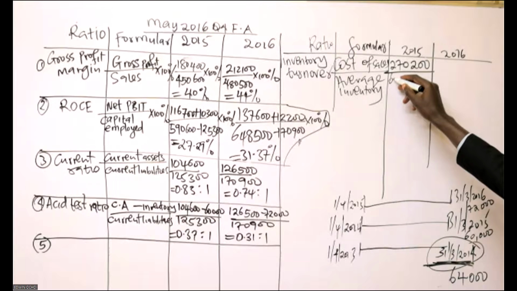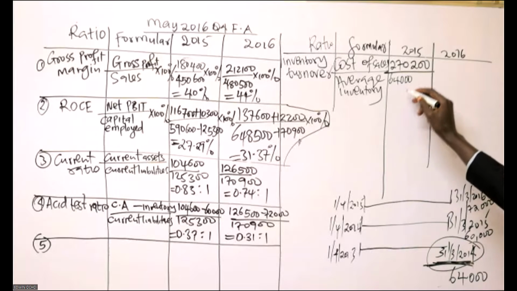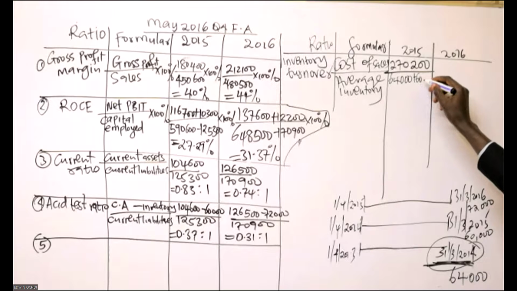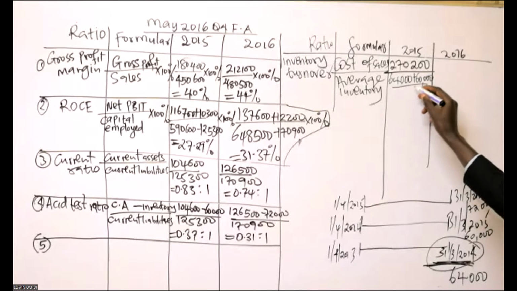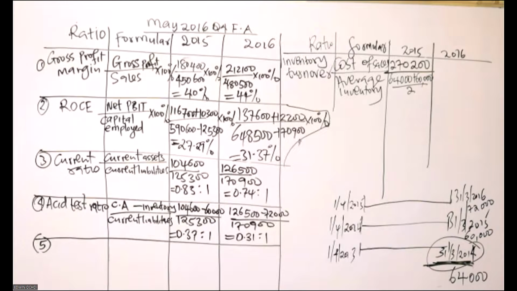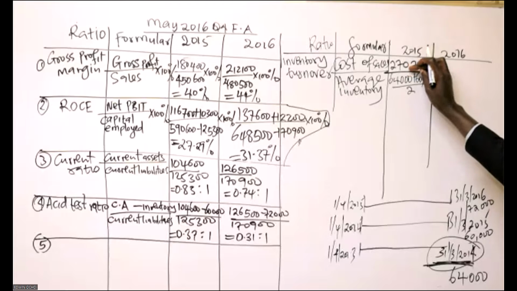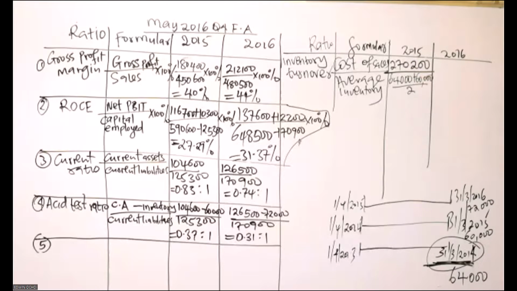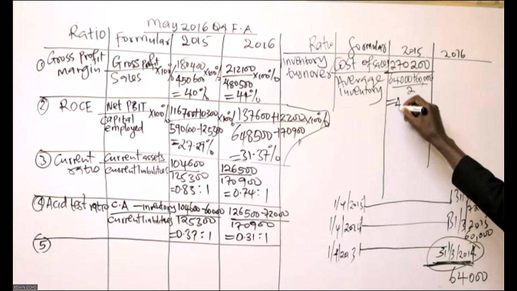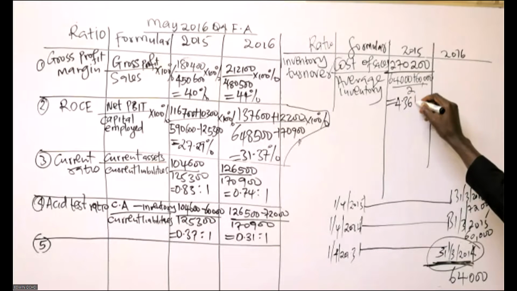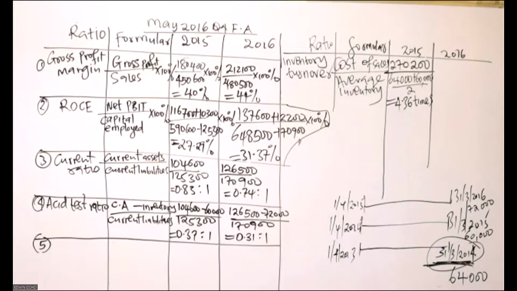You take the 2014 plus 2015 itself, which is 60. Average, you divide by 2. Then the answer you get, you take 270,200 divided by the answer. So your answer is 4.36 times.